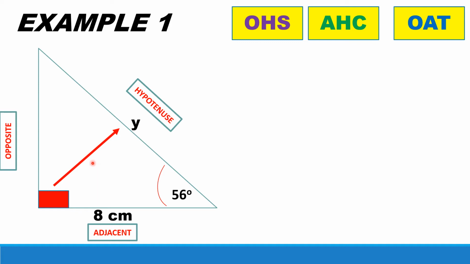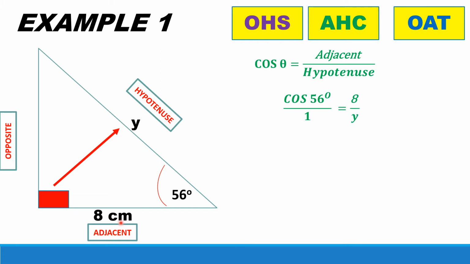So now we're trying to find the hypotenuse and we were given the adjacent. So which trigonometric ratio does that represent? It is cos, adjacent and hypotenuse. Here we have cos theta is equal to the adjacent over hypotenuse. So let's fill in what we know. Cos theta, theta is 56. The adjacent is 8 centimeters. And we don't know the hypotenuse. It's represented by y.